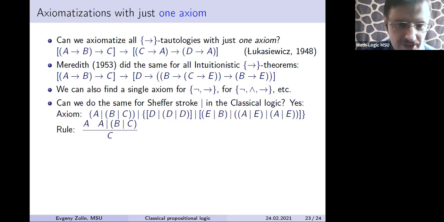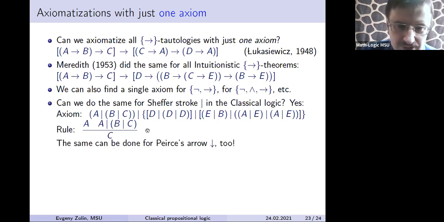Such an axiom and the rule was found. I did write the author. So the axiom is quite long, and the rule is not very obvious. But still, these two things axiomatize all tautologies. The same, of course, can be done for Peirce's arrow. I didn't write it here.